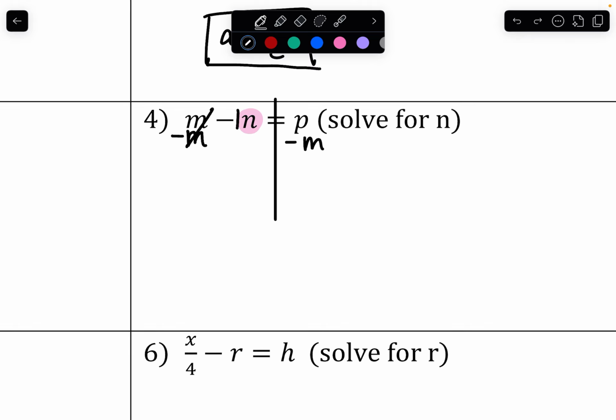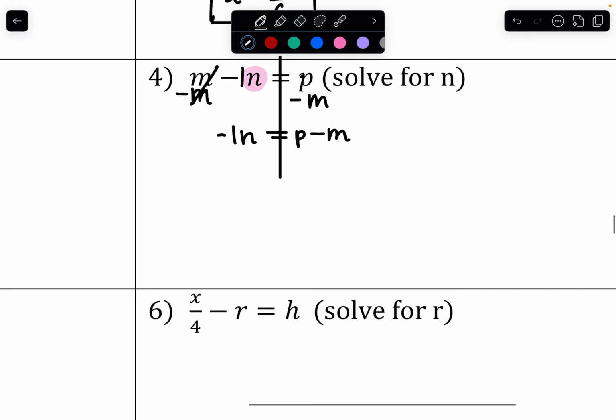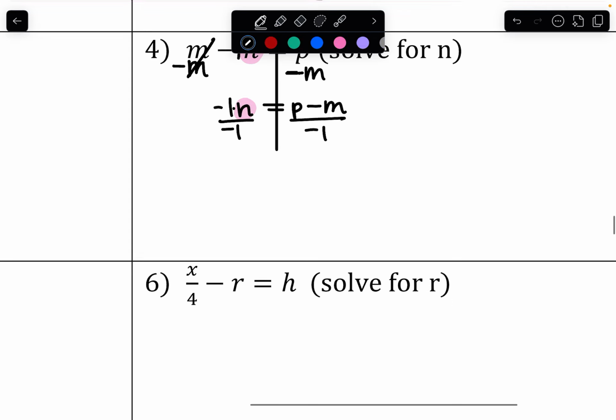That leaves me with just a negative 1n on the left and a p minus m on the right. We can't put those together, so we just write them as is. It says p, and then we're subtracting m. And then in our next step, we need to get rid of this negative 1. It's being multiplied, so we have to divide it as we try to isolate n.